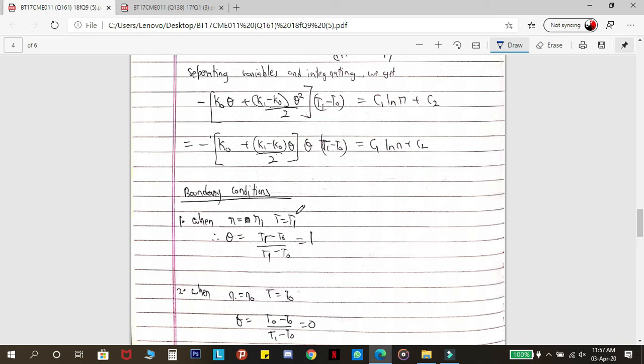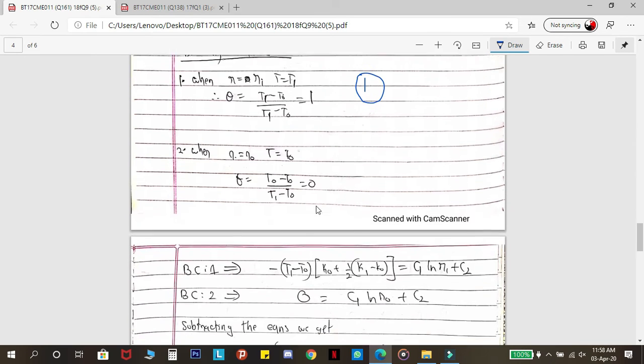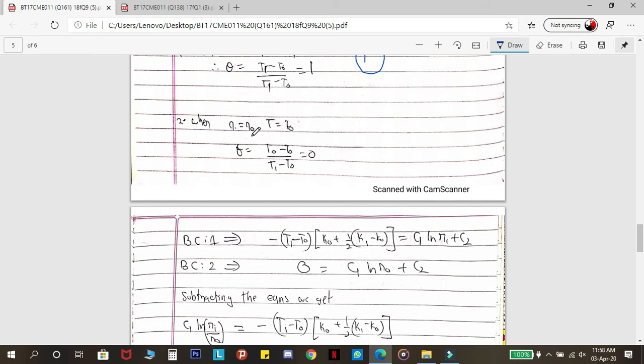Now our boundary conditions: it was given that the temperature at the inner surface is Ti. So at radius Ri, you get temperature equal to Ti. So our variable theta, T1 minus T naught by T1 minus T naught, is 1. This is our first boundary condition. Our second boundary condition is that the temperature at the outside surface is T naught. So at R equal to R naught, T equal to T naught, substitute this, and you get our variable theta equal to 0. This is our second boundary condition.